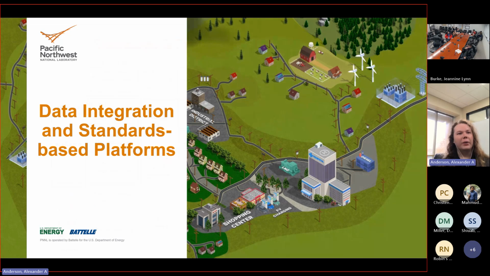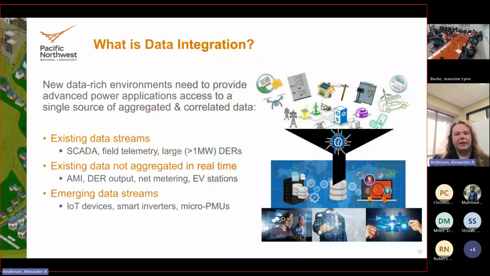Now let's talk about what we mean by data integration. Data integration is about providing that single source of truth of your modeling data, your time series data, metadata, in a manner that you can get it in one place, but it also has all the correct associations. And we need to be able to combine a mix of existing data streams, SCADA, field telemetry, large DERs that are metered directly by the utility.